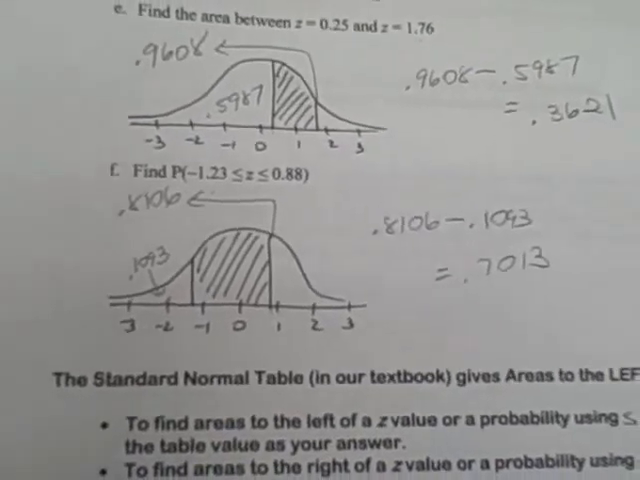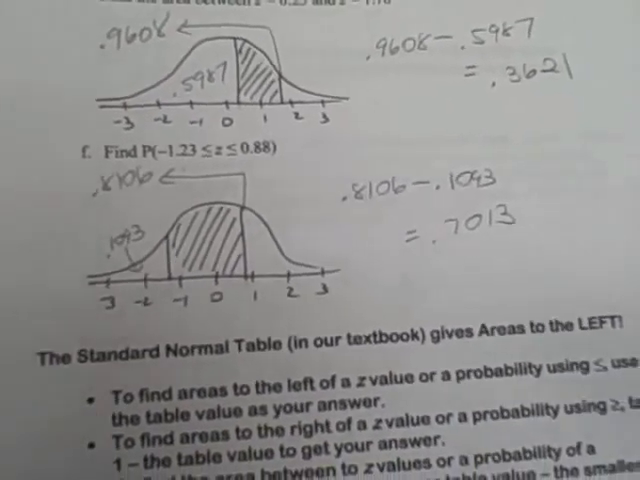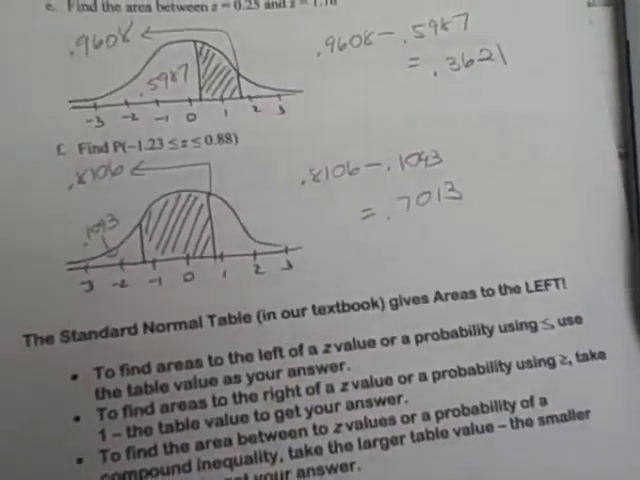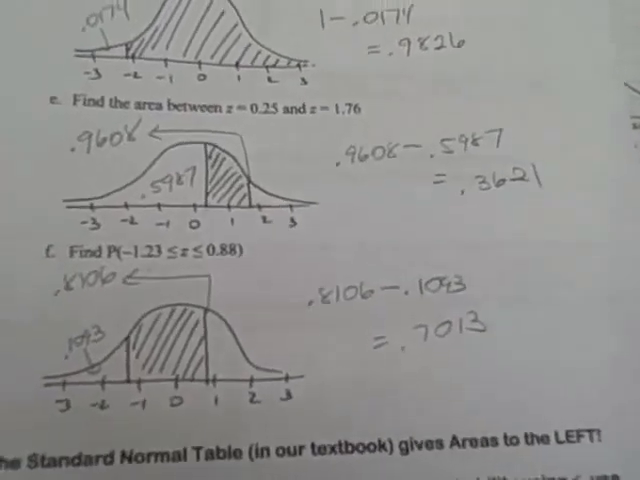Okay. Main thing to remember, probabilities have to be between 0 and 1. If you're getting negative answers, you're probably subtracting the wrong way. Okay? Let me know if you have any questions.